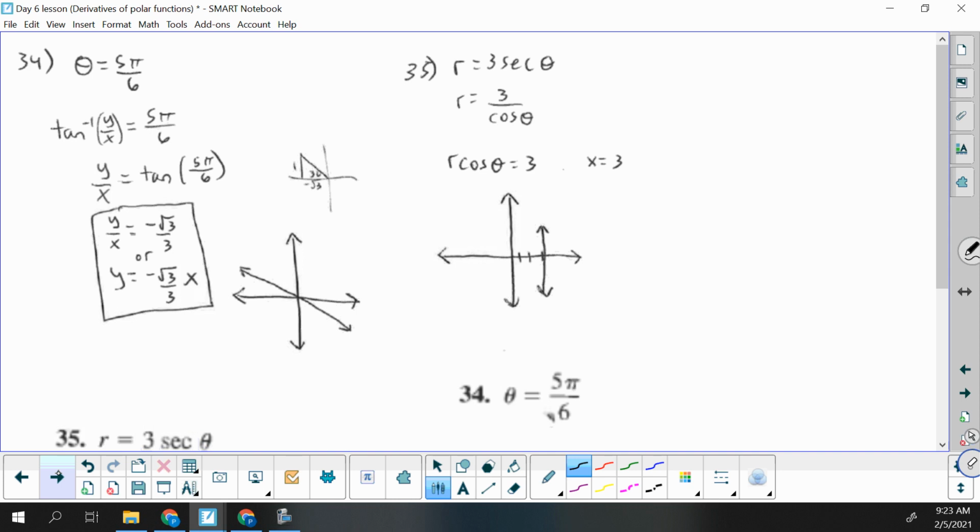3 secant theta is the same as 3 over cos theta. Multiply the cos theta over with the r. R cos theta is just x, so you get x equals 3.